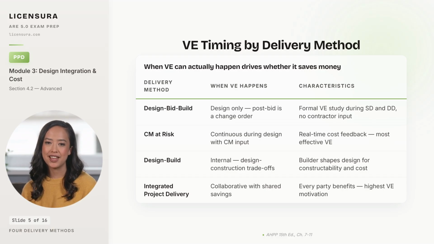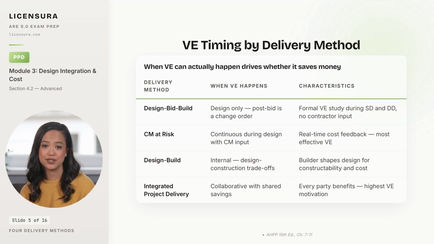Design build folds VE inside the design build team itself. The builder shapes design for constructability and cost, and the architect is one voice on a multidisciplinary team rather than the lead. Integrated project delivery, when used, creates the strongest VE motivation because every party shares in the savings, which means the contractor actively hunts for cost improvements that protect the owner's program. Pick the wrong method for the project type, and the VE opportunities you wanted simply aren't available. When VE happens during construction, it lands as a VECP, and VECPs come with their own rules.